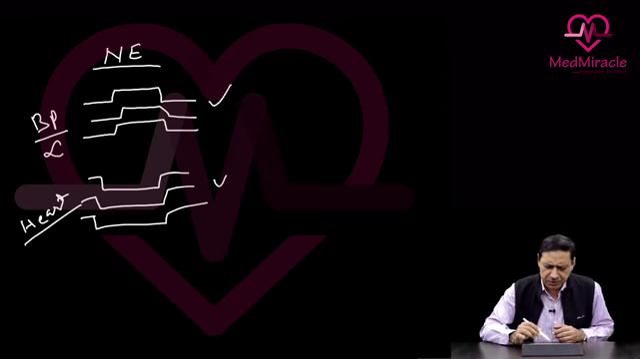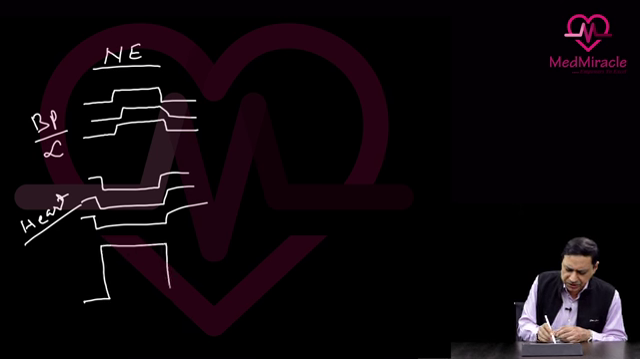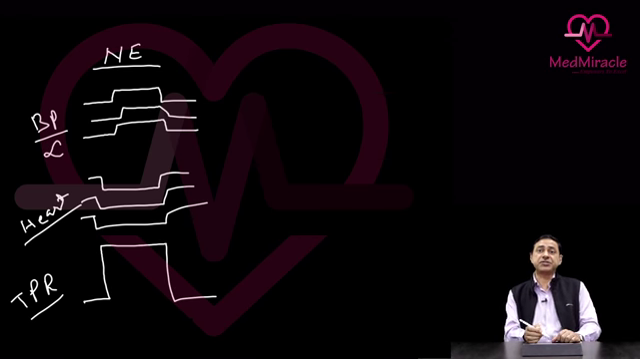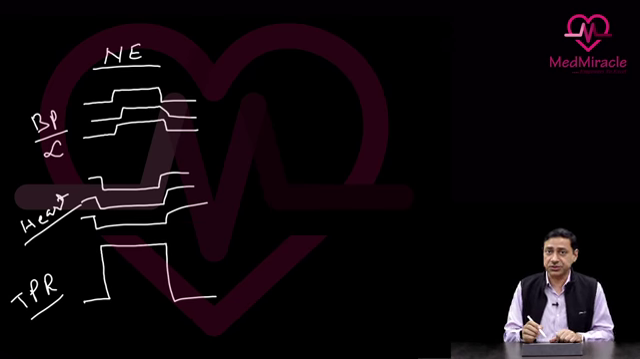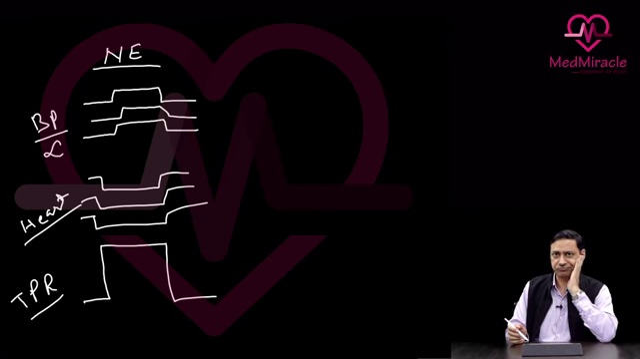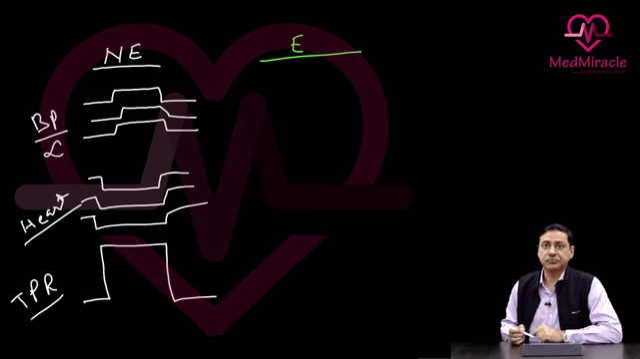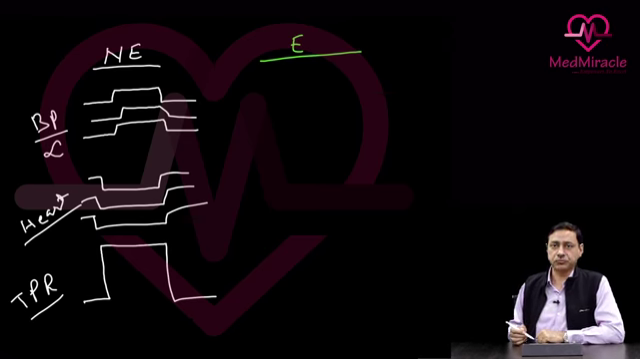The heart is slow, then why is BP high? Because total peripheral resistance, TPR, has increased so significantly. Total peripheral resistance, because of the peripheral vasoconstriction, is increased so significantly that despite compensation by the heart, BP is more. This is norepinephrine. What will happen with epinephrine?